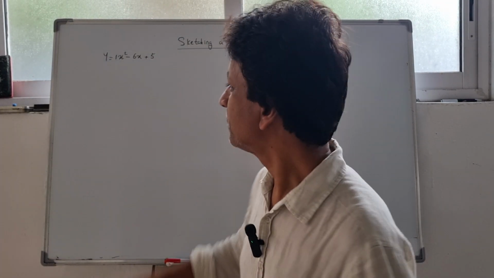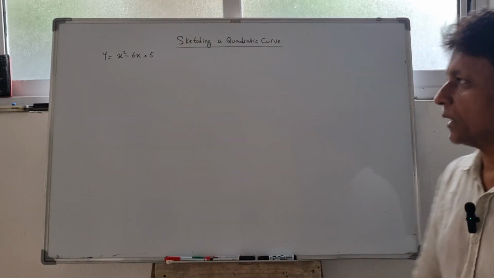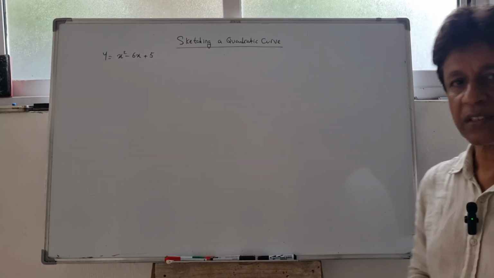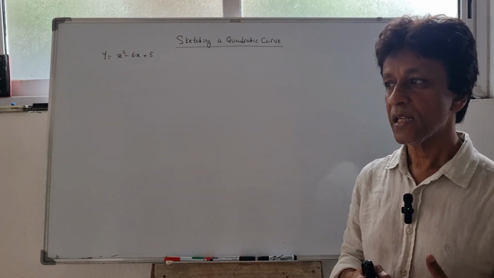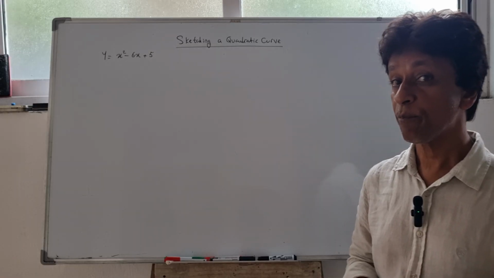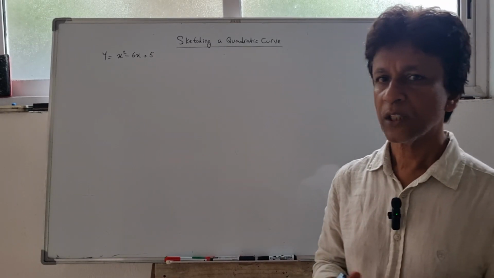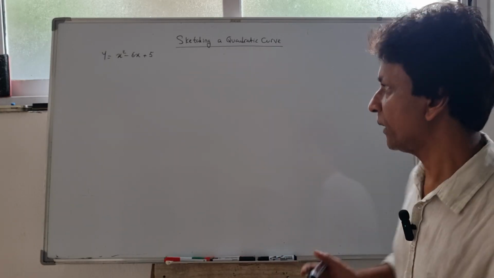Hi there, it's me again, and today we are going to try to sketch a curve like this. And because we're talking about a quadratic curve, there are a few things that we need to know. If it's a quadratic curve, it will either have a maximum or a minimum point. So how do we know what kind of point it's got? I mean, whether the curve has a minimum point or a maximum point.